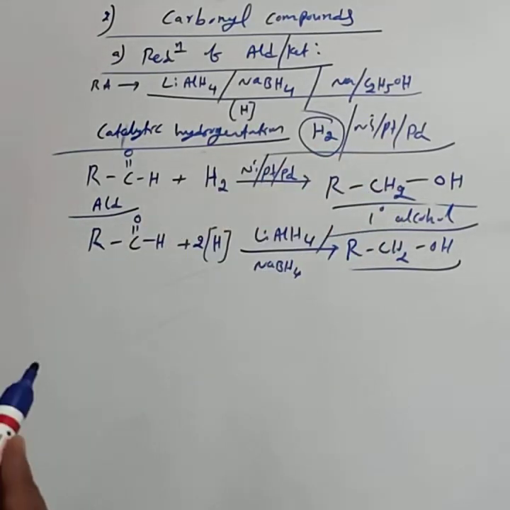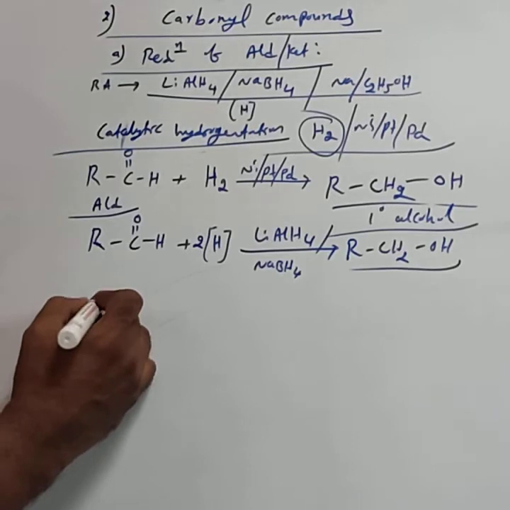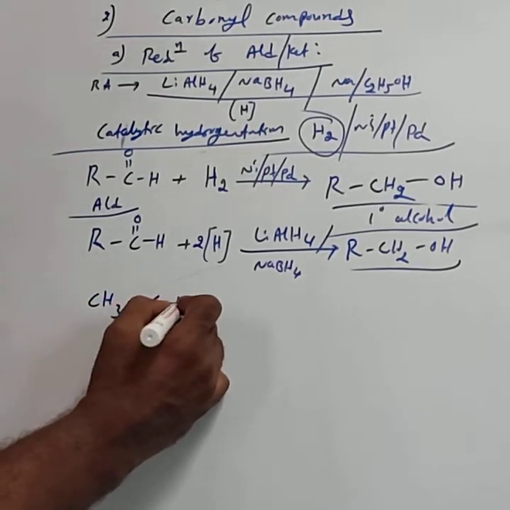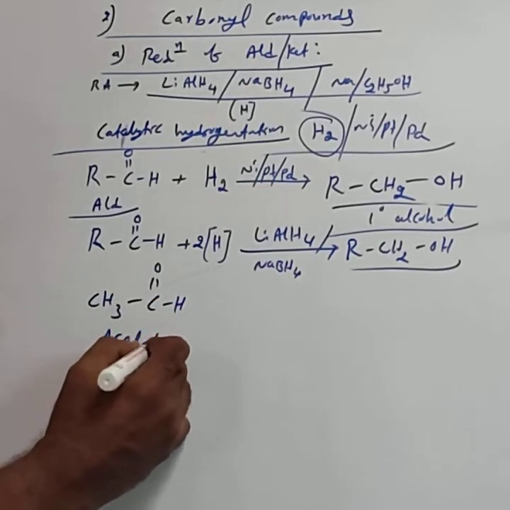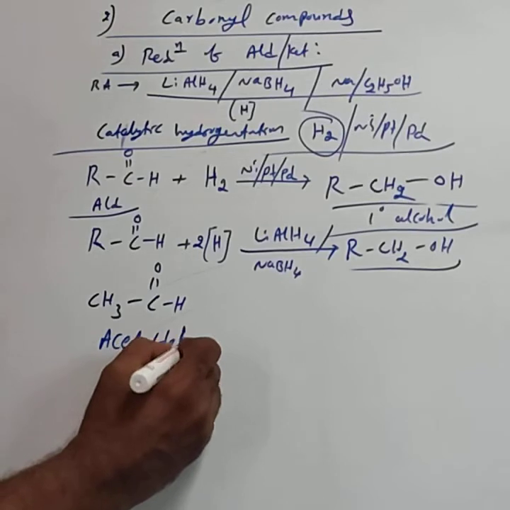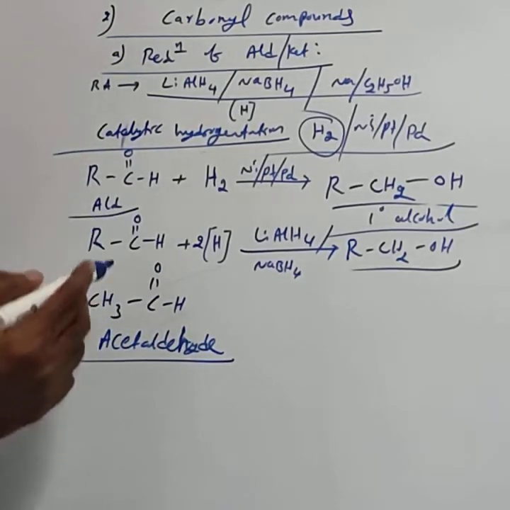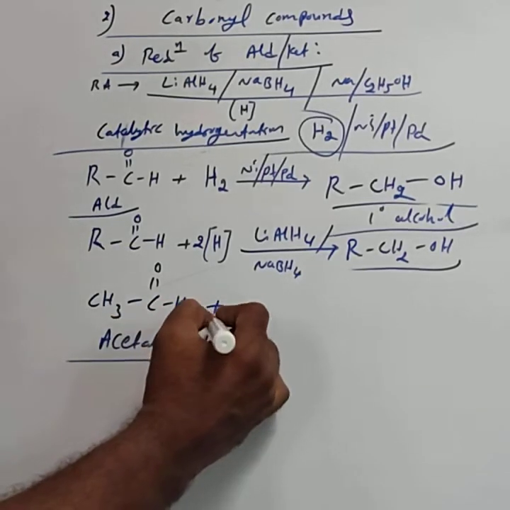Primary alcohols are formed. For example, consider R replaced by CH3: CH3CHO. This is commonly called acetaldehyde. In the introduction I already mentioned acetaldehyde.